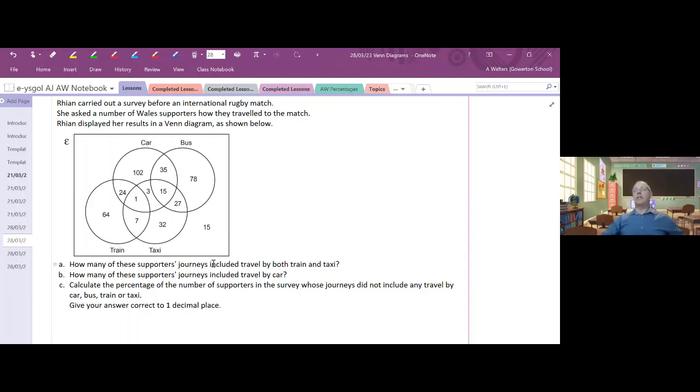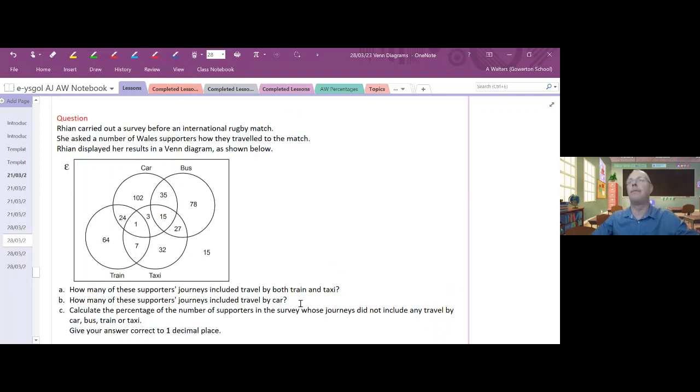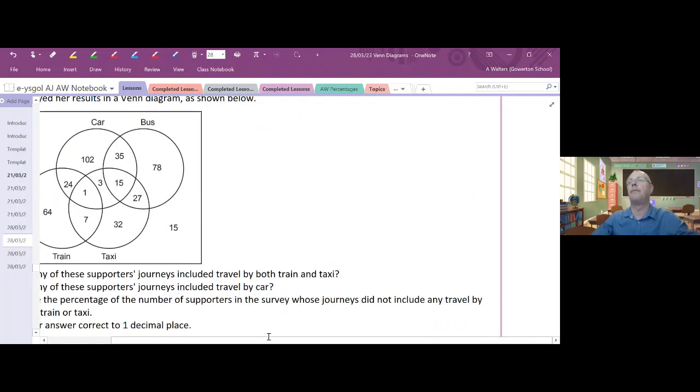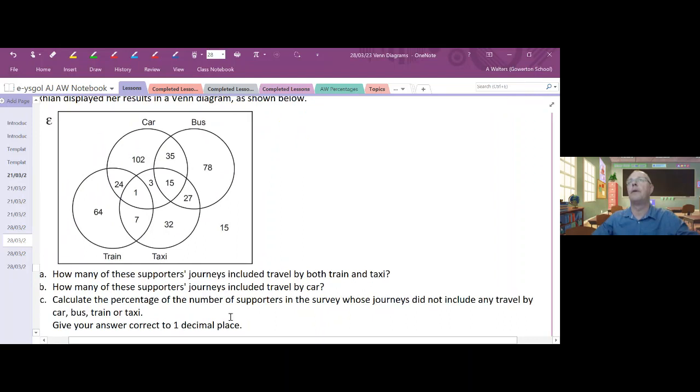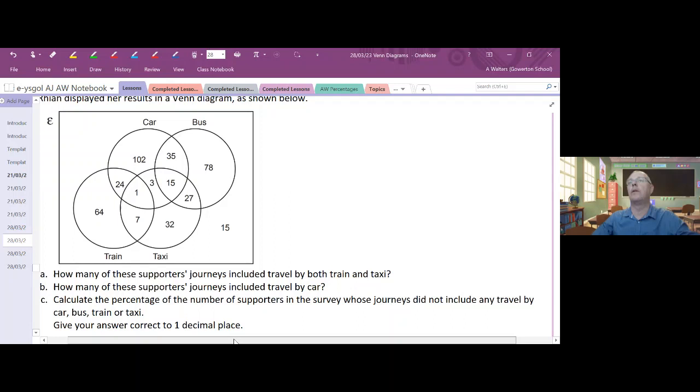Okay, so there's a number of questions underneath I'd like you to try. So if you pause the screen, I'll try and make it slightly bigger. So pause the screen, have a go at them. I'll show you in a moment.